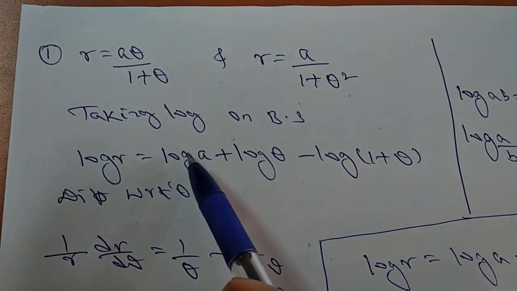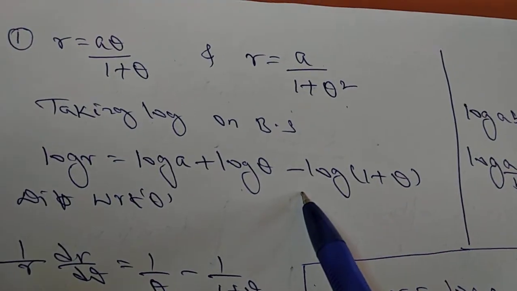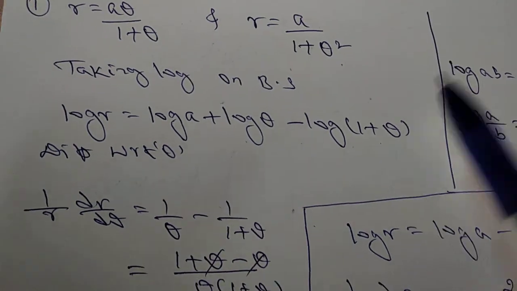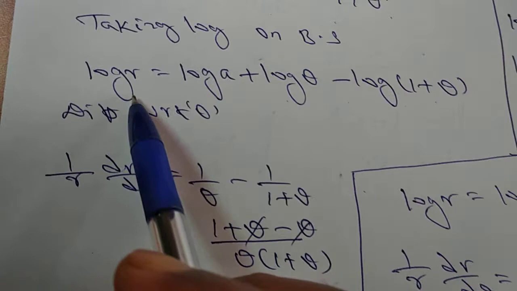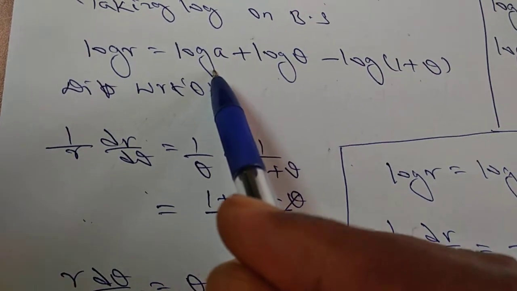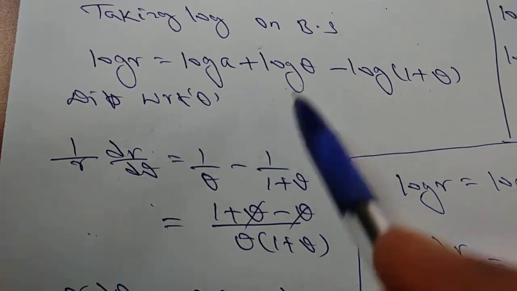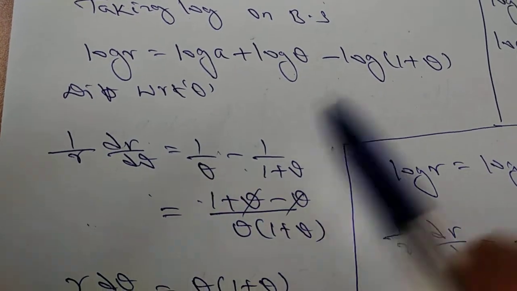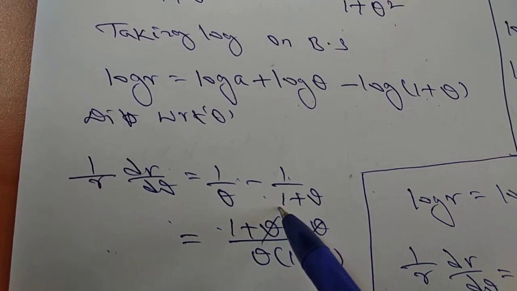Log a plus log b means log a plus log theta minus log of 1 plus theta. So differentiate with respect to theta. Log r differentiation is 1 by r dr by d theta. Log a is a constant, so 0. Log theta differentiation is 1 by theta, minus log of 1 plus theta differentiation is 1 over 1 plus theta.